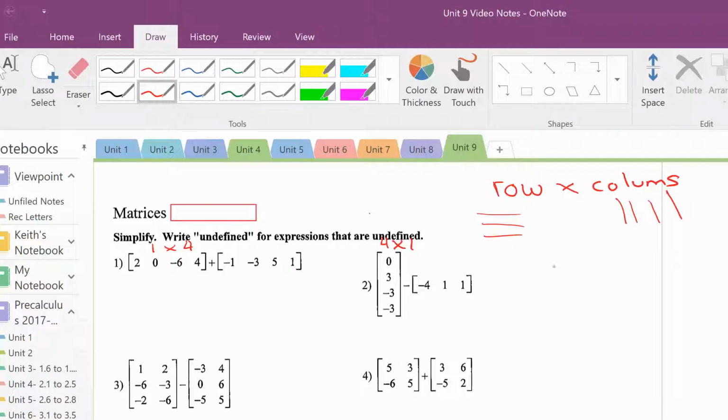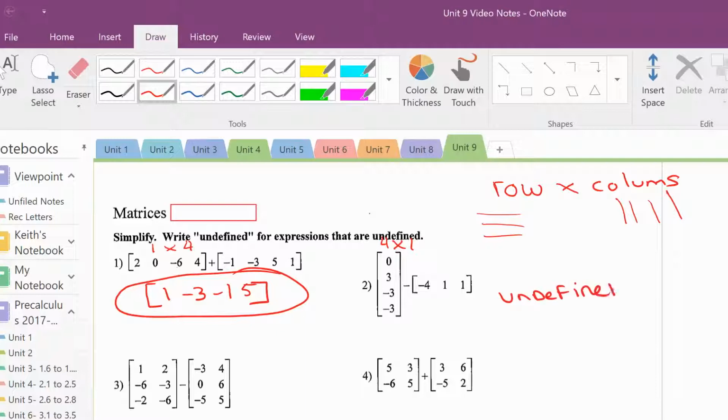Now in order to add, you must have the same rows and columns. They must be identical in their dimensions. So for example here, when I add, I'm going to get a 1 by 4 matrix. I'm going to add 2 plus -1 and get 1. 0 plus -3 gives me -3. -6 plus 5 gives me -1. 4 plus 1 gives me 5. That is the final answer. Now here, because notice there are 2 different dimensions, that's when it's undefined. You cannot add or subtract them.